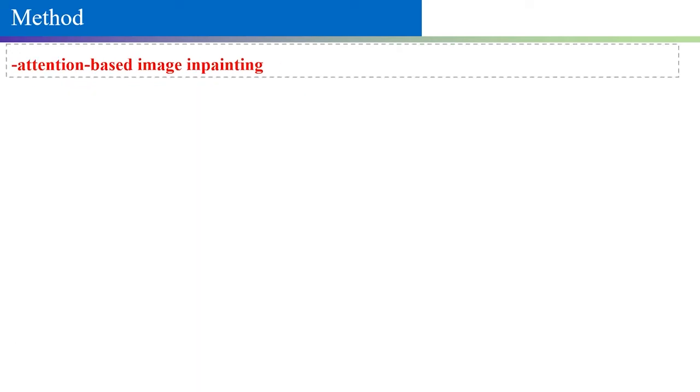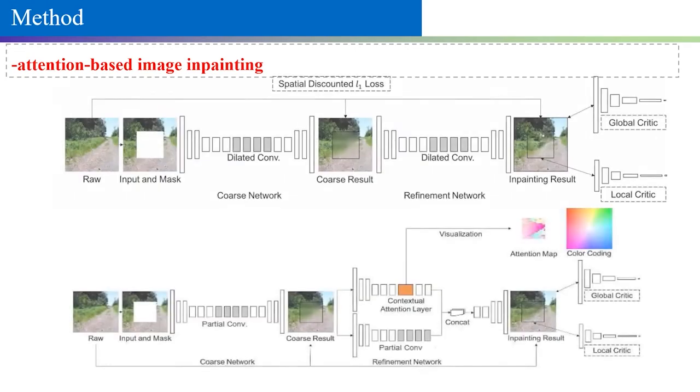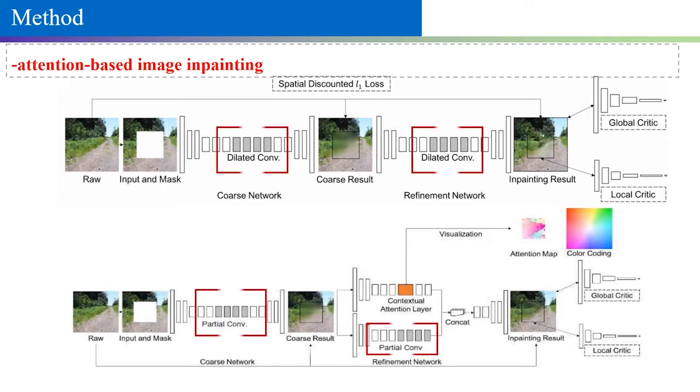The network structure of the first proposed contextual attention image inpainting method is as follows. The two methods use different convolution. In the second stage of image inpainting, the contextual attention module is introduced.